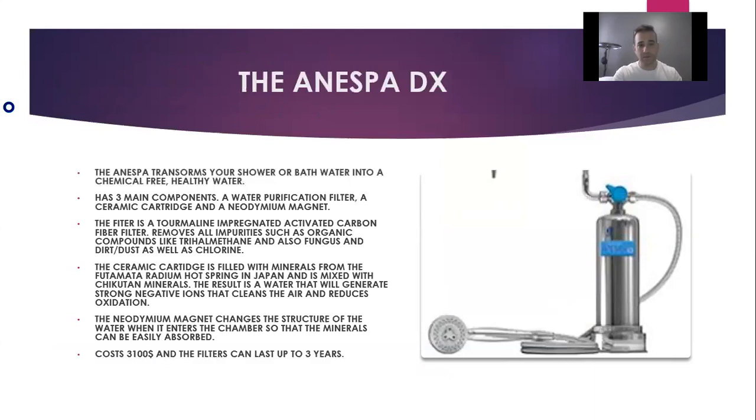Like I said, it's $3,100, but the filters last up to three years before you have to change them. And filters and ceramic cartridges can be purchased on the Enagic shop website.